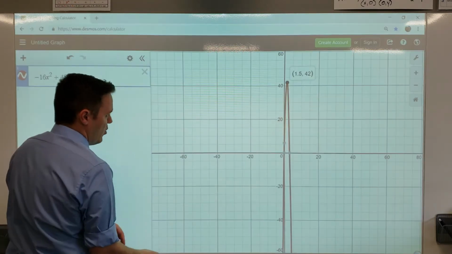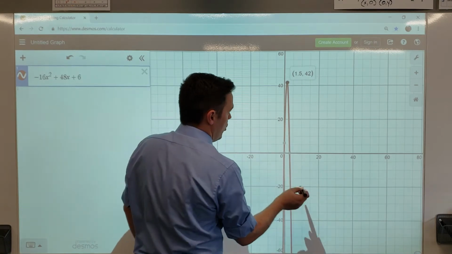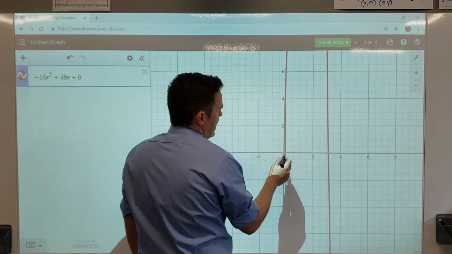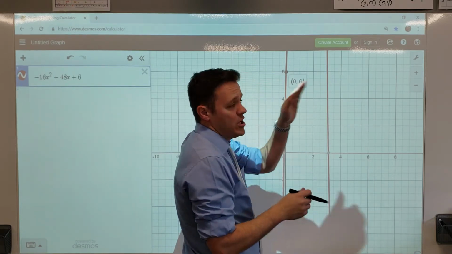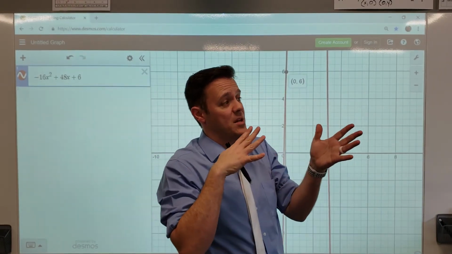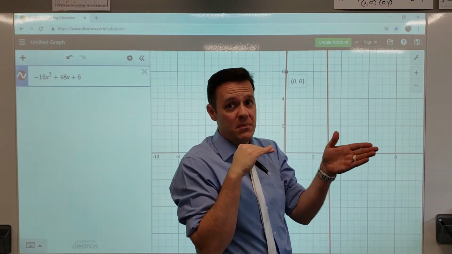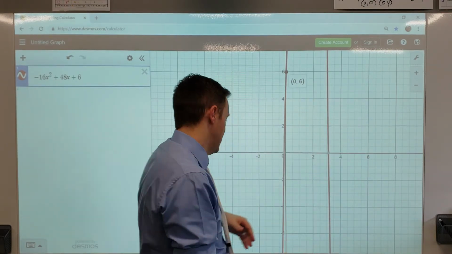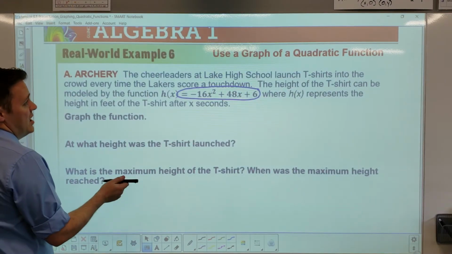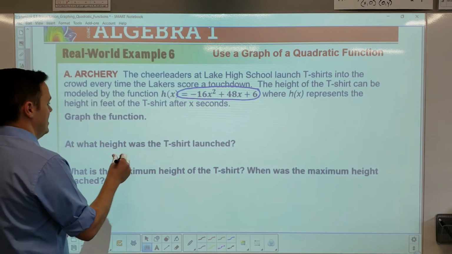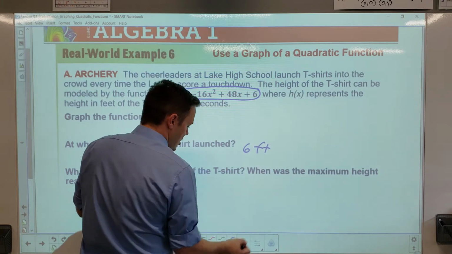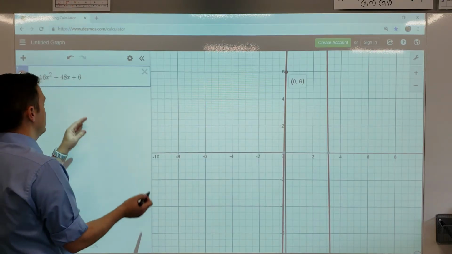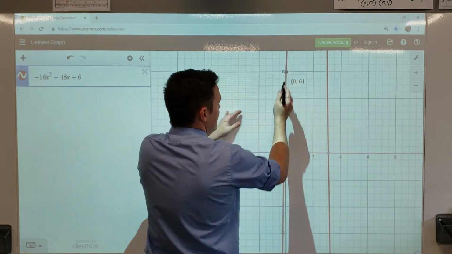Okay, so it's asking you at what height. Of course, let me go back to the home screen, it would be the value of y. So at what height did they launch the t-shirt? Well, it looks like somebody was about 6 feet tall, maybe, and they launched it at 6. So is this in feet? It's in feet. At what height was it launched? It was launched at 6 feet. Okay, how do we know that? Because of what I talked about. The y-intercept here is 6.